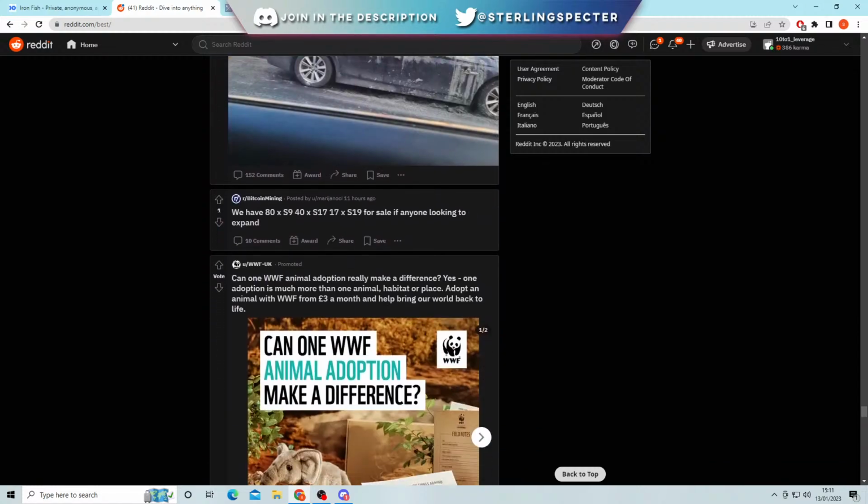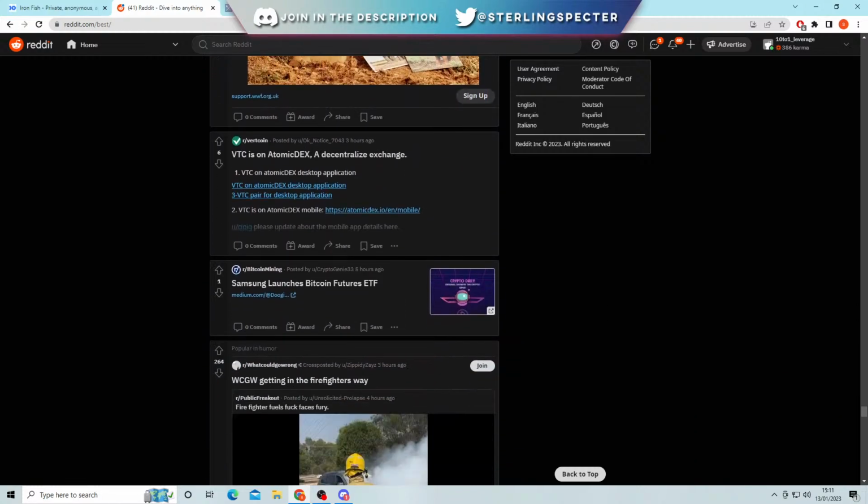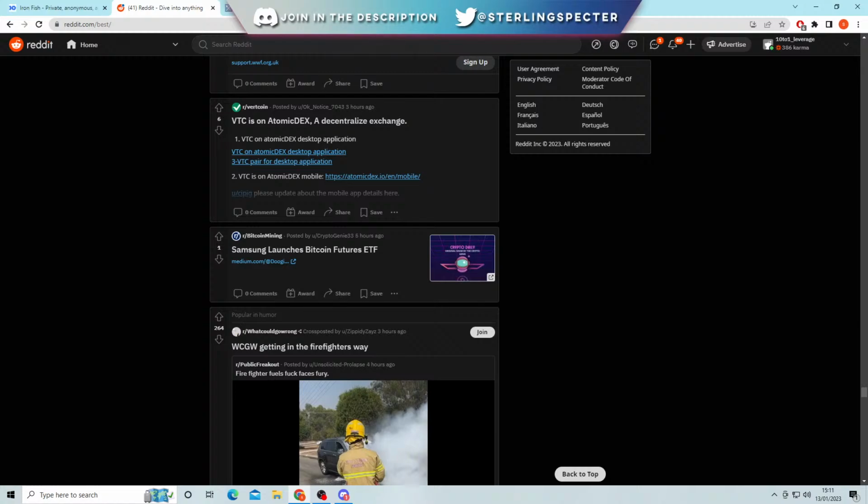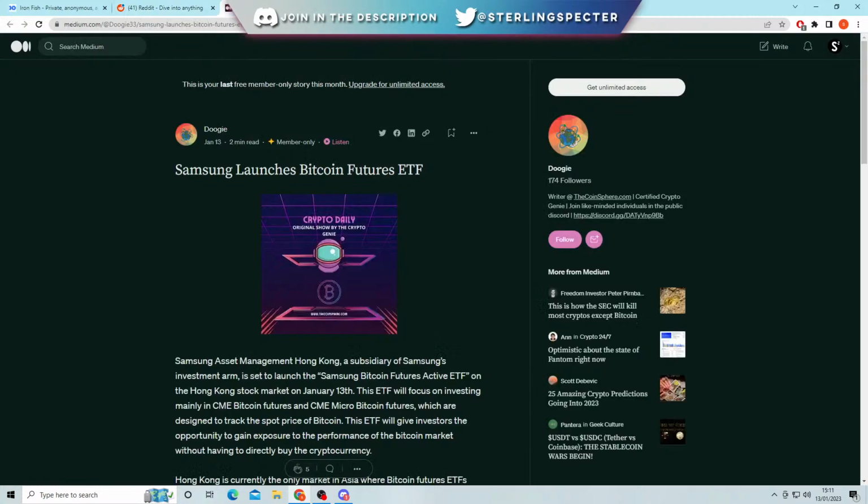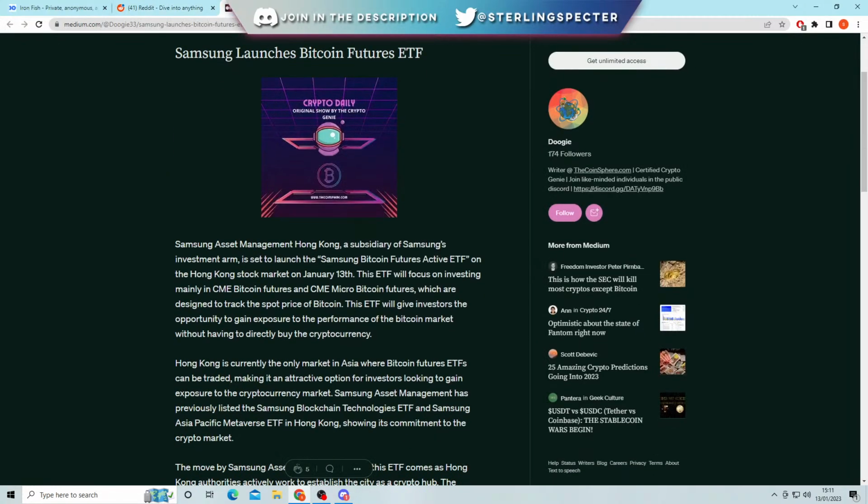Anything else worthy of looking at right here? Samsung launches Bitcoin futures ETF. Well, that's actually interesting. We'll look at that. Samsung Asset Management Hong Kong, a subsidiary of Samsung's investment arm, is set to launch the Samsung Bitcoin Futures Active ETF on a Hong Kong stock market. This ETF will focus on investing mainly in CME Bitcoin futures.